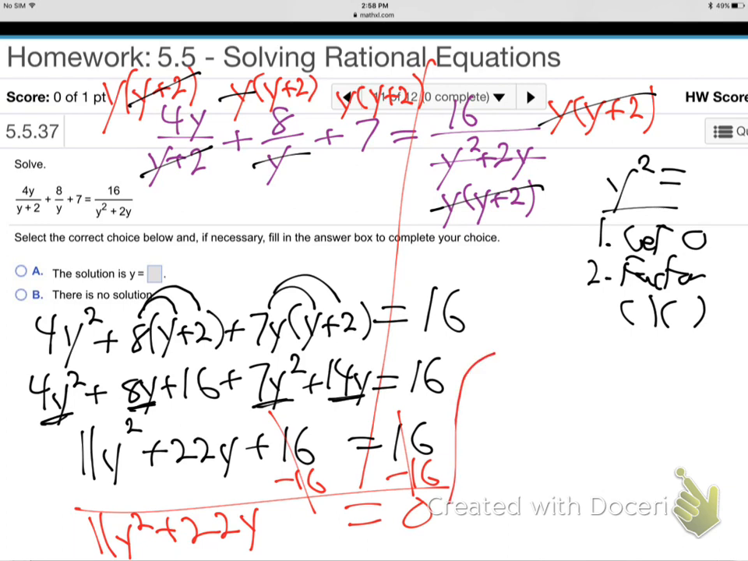So, bring it over here. What do we got? 11y squared. It's going to make it easier. Plus 22y equals 0. Now, step 1, get a 0. Got it. Step 2, factor. How do you factor that? Take out 11. It's a GCF.